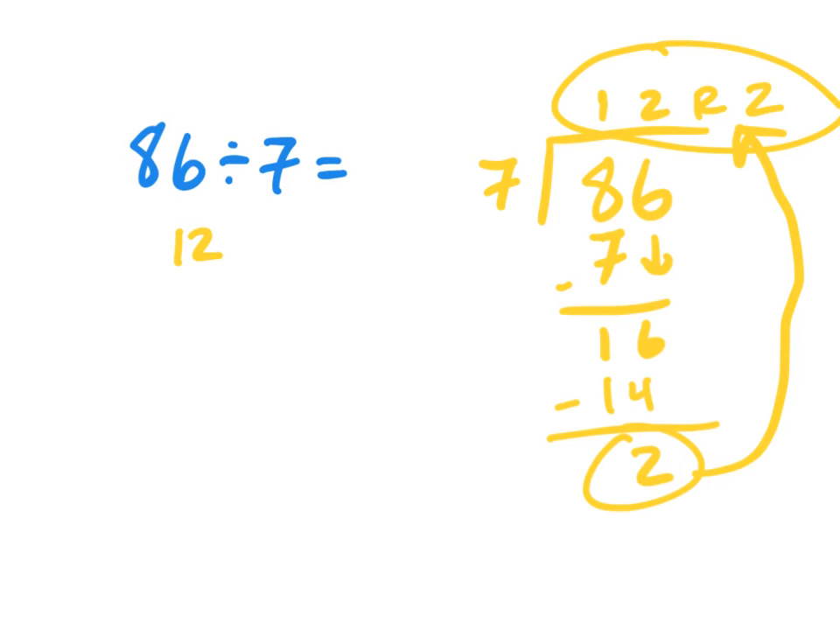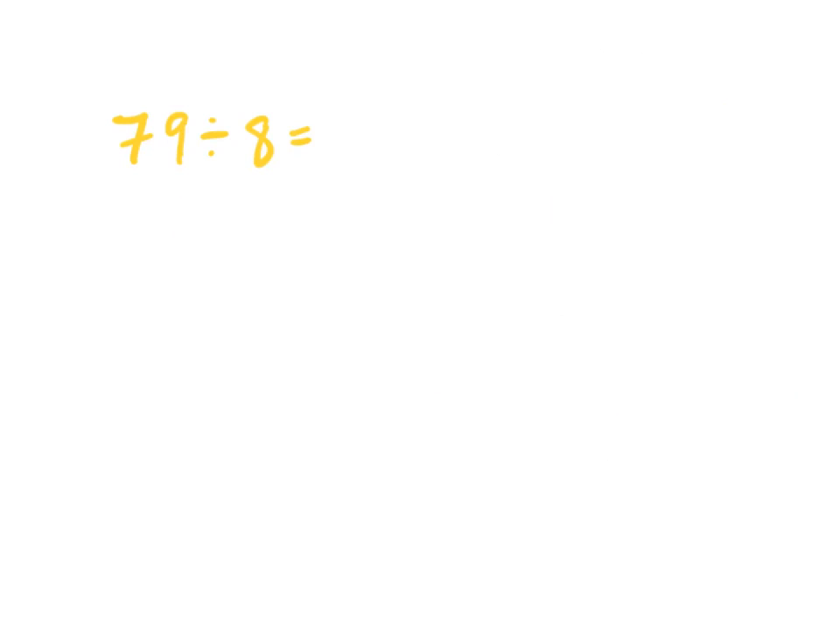If I wanted to do a quick check, I can multiply 7 times 12, which I know is 84, that's a fast fact, and then add my remainder, 84 plus 2, and that gives me 86, back to where I started. Let's try another one, 79 divided by 8.